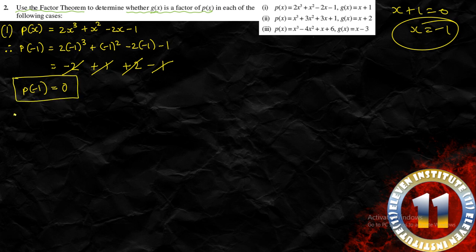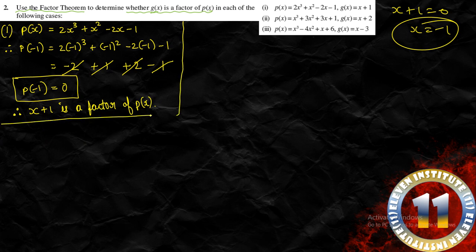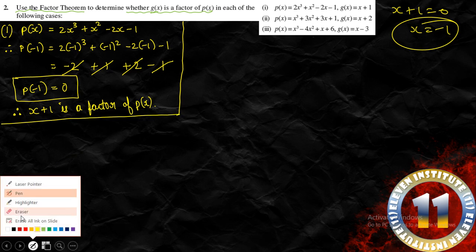So therefore we can write that x plus 1 is a factor of P(x), or we can say that G(x) is a factor of P(x). I hope this is very much clear to you and you don't have any doubts in this. Right, let us now do the second one.